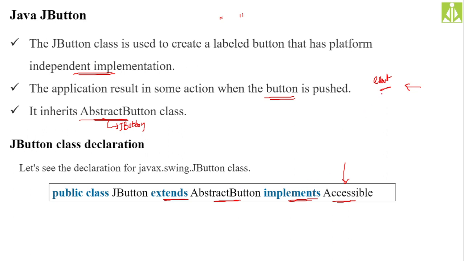Whenever you are hitting the button, whenever you are clicking on that button, it generates an event. That event needs to be handled with the help of listeners, because only listeners are capable of listening to these events, isn't it? So, public class JButton extends AbstractButton and implements Accessible.